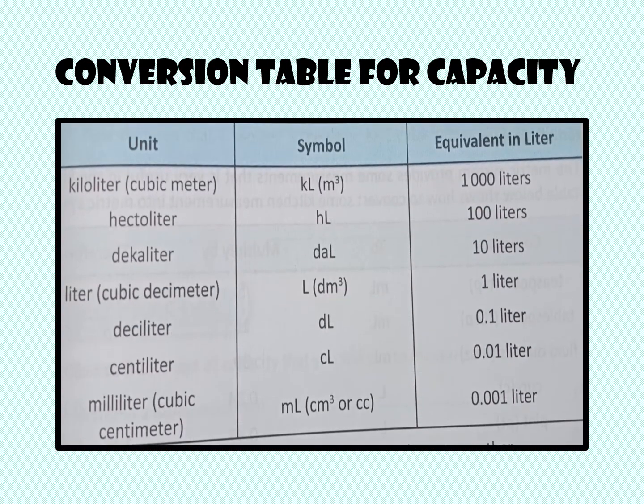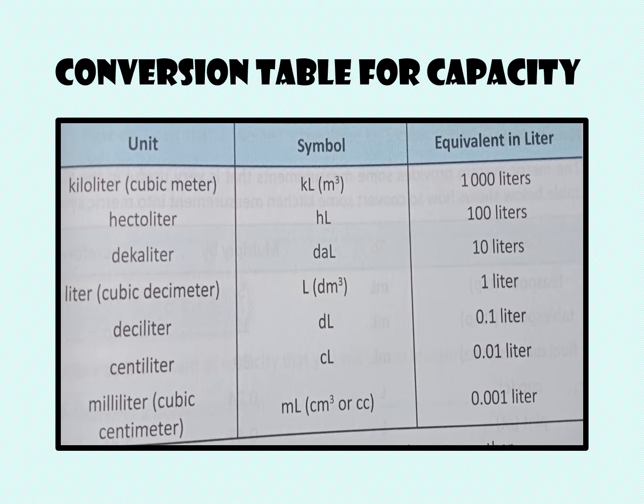So, eto siya. We have here the unit kiloliter. Kapag nilagay natin sa volume, magiging cubic meter. Then, equivalent in liter is 1,000 liters. Next is hectoliter, which is 100 liters. Decaliter, which is 10 liters. Then, liter, kapag nilagay sa volume, magiging cubic decimeter, then equivalent of 1 liter.